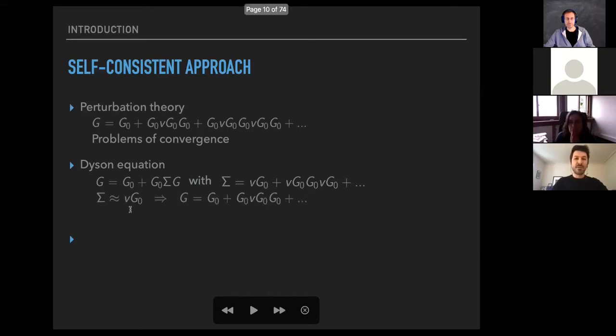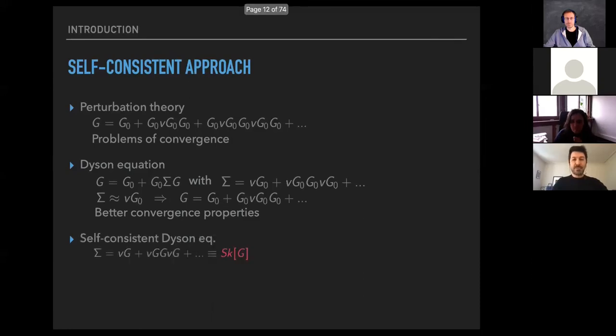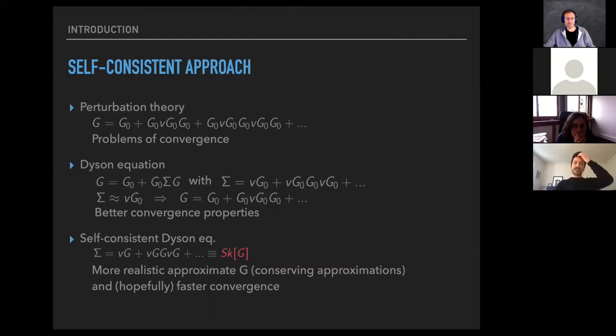And when solving the Dyson equation, even when you truncate the series here with a finite number of terms, you get an infinite series of G. And this has better convergence properties than the first series. The next step to improve on this is to consider, rather than the expansion of the self-energy in terms of G0 and V, an expansion in terms of G itself. This is what I here denoted by SKG, which means the skeleton series. This is a better approach because it fulfills some conservation laws, and hopefully it converges faster.